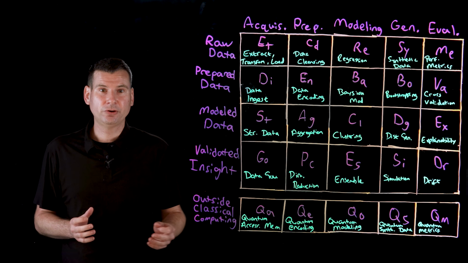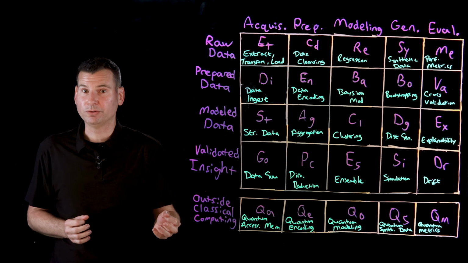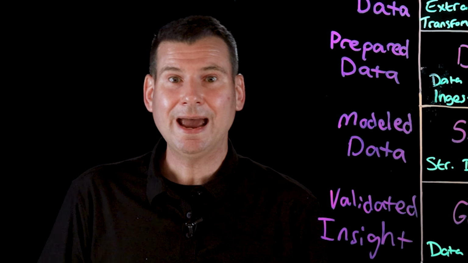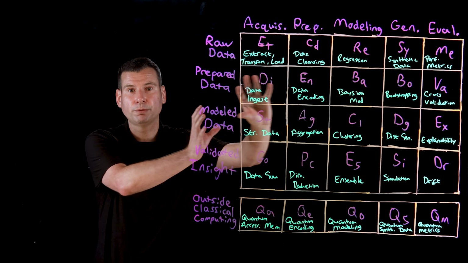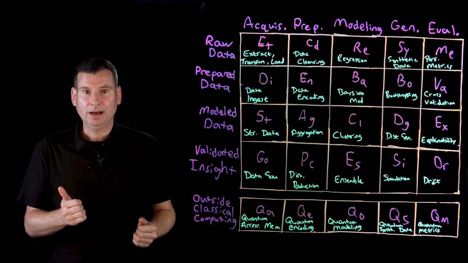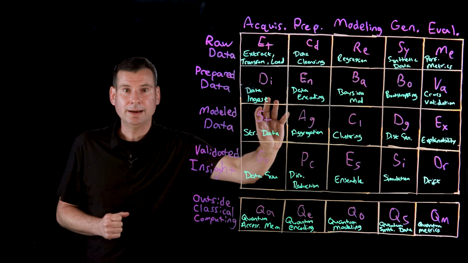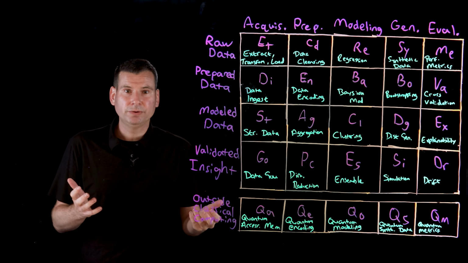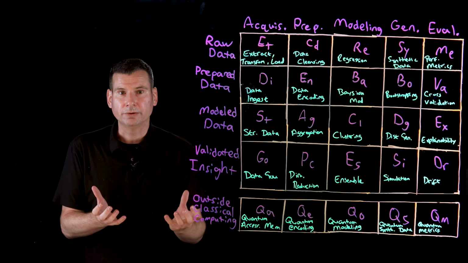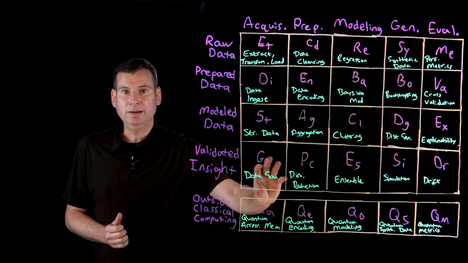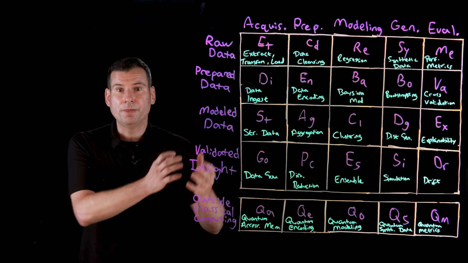Now, the rows track the maturity of data. Row 1 is raw data, stuff straight from the source. The extract, transform, load, and the data cleansing live right here. Row 2 is the prepared data, where we have data ingest and data encoding. Row 3 is where the actual modeling happens. That's model data, and this is where clustering and aggregation are in this row together. And at the bottom is called validated insight, where data has been governed and audited. So data governance is in this row.